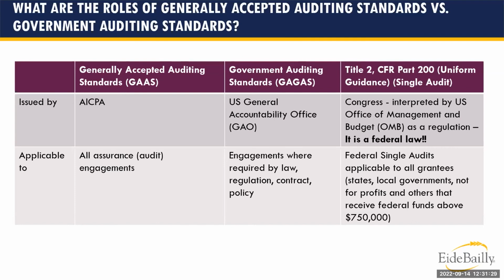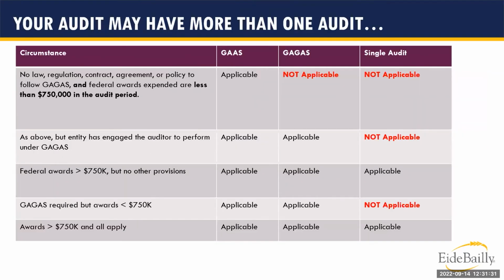Now, the application of these three sets of guidance differs depending on facts and circumstances. Of course, GAAS applies where you're engaged to have an audit, but you might not be engaged to have an audit. And if an entity does not engage in an audit, the attestation standards may apply, meaning reviews or compilations or whatever. It really depends on facts and circumstances.